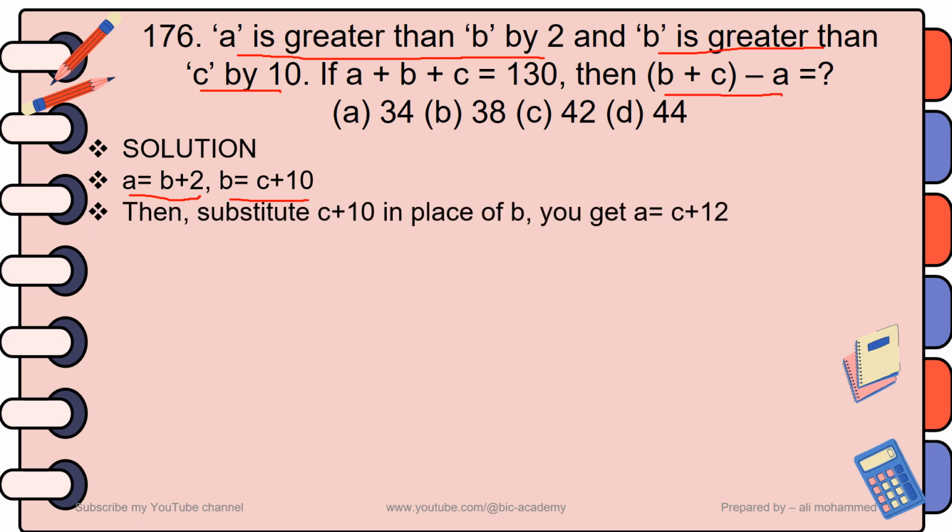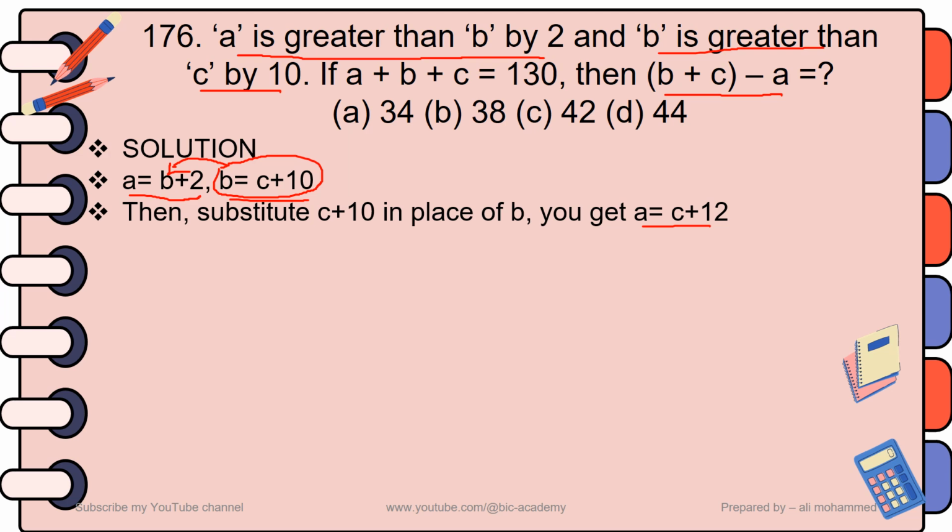And again you can express A in terms of C. Since B is equal to C plus 10, you can substitute the value of B, C plus 10, here in place of B. And you get the value of A, which is equal to C plus 10 plus 2. So A is equal to C plus 12.